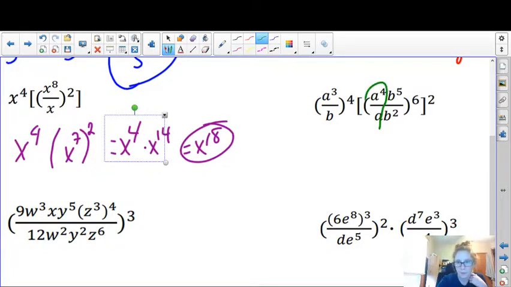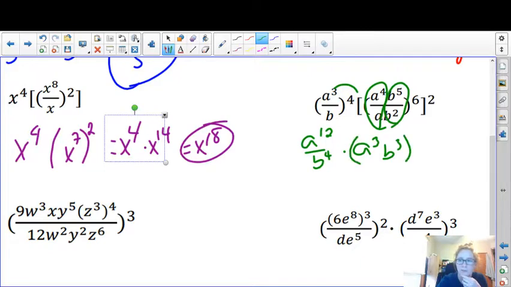I can simplify in this one. So I'm going to distribute the 4 and then simplify in that one. So I have a to the 12 over b to the 4th times a cubed on top, b cubed on top. There's no denominator now. And then this will give me 12.